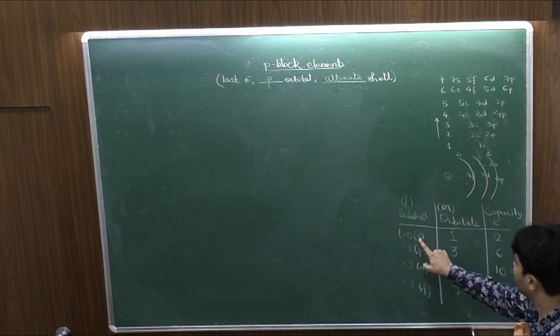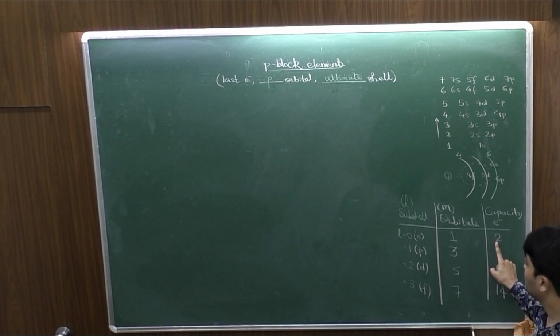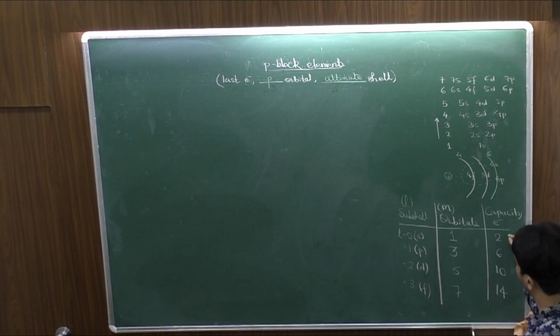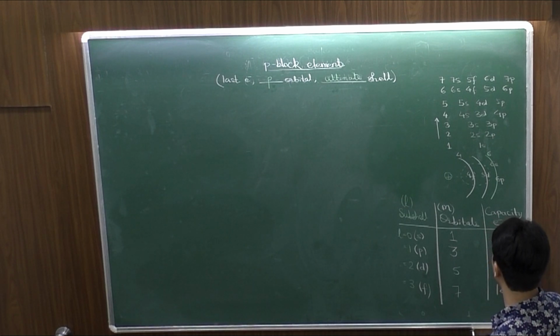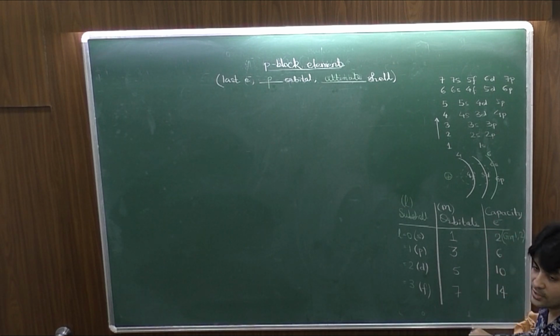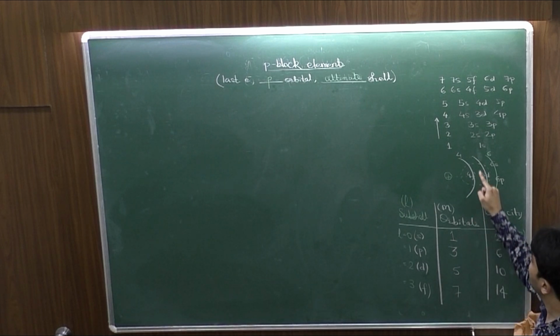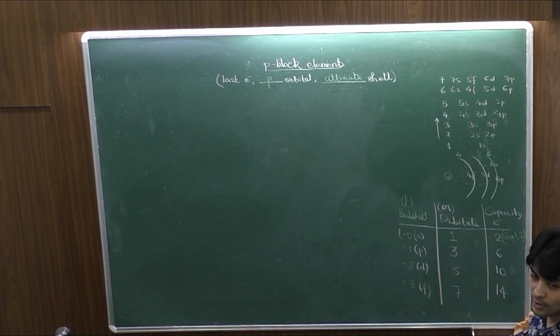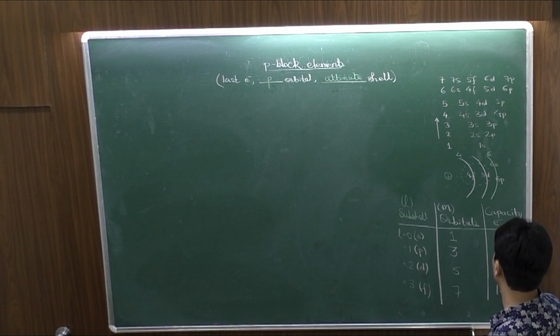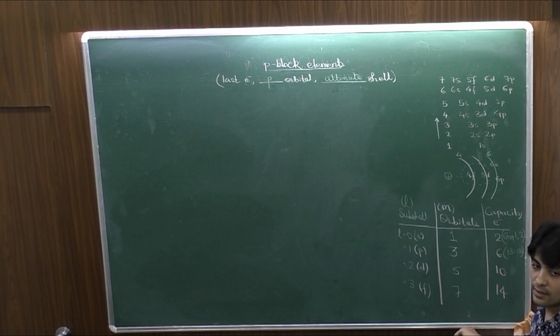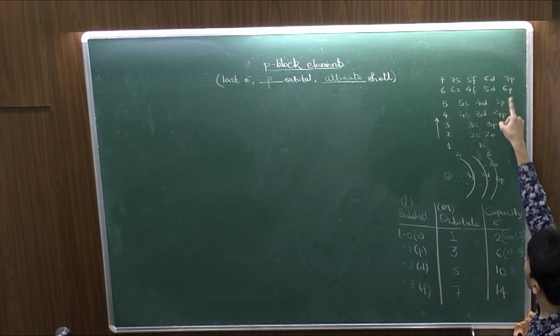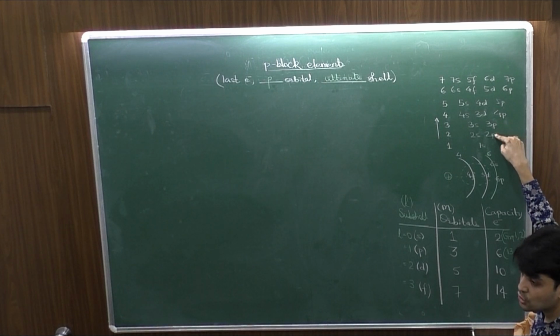So S block elements have 2 groups in the periodic table, group numbers 1 and 2, which are named alkali and alkaline earth metals, and they are placed at the extreme left of the periodic table as per the Aufbau principle also. Correct? P will have 6 groups, from 13 to 18, and they are placed at the extreme right of the periodic table starting from period number 2.